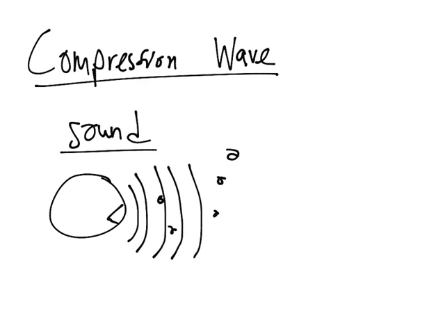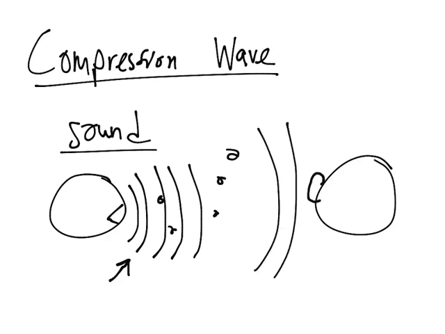So imagine that these lines are compressed or condensed molecules of air. And as it comes to somebody's ear, this wave of energy in the air actually hits the eardrum, and our eardrum interprets the wave. And these are just compression waves in the air.